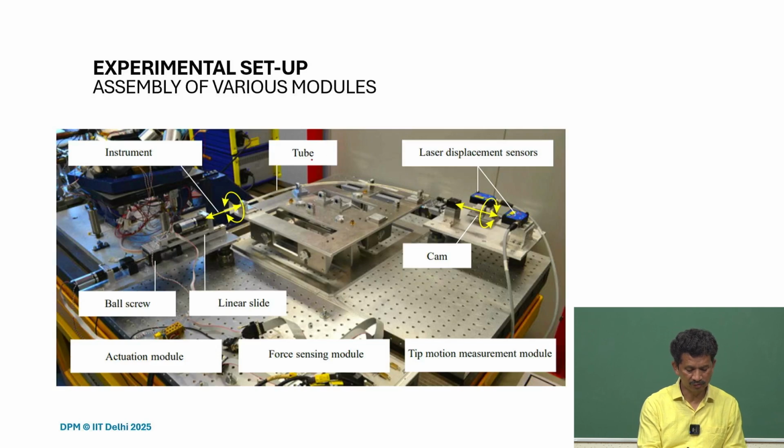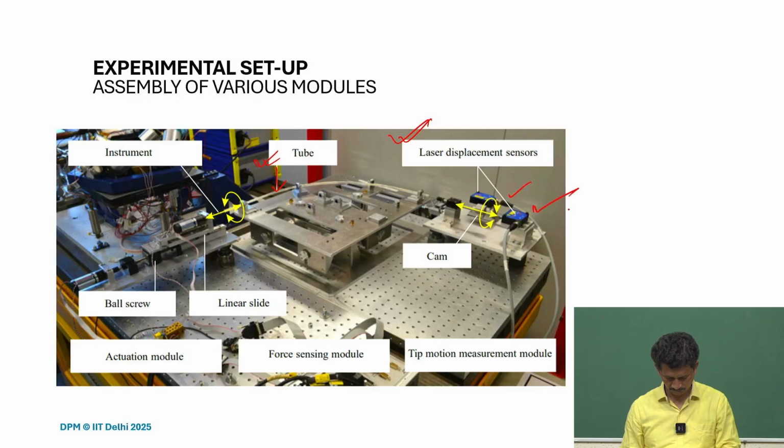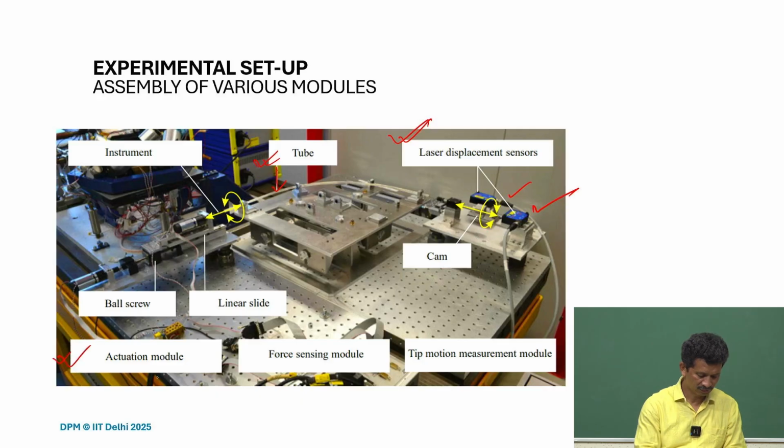So here we have the tube, inside we have the instrument, and the laser displacement sensors here. Two laser displacement sensors here and the cam here, and again we can see the three modules. The actuation module here can give us the translation and rotation at the same time, using a ball screw and linear slide.